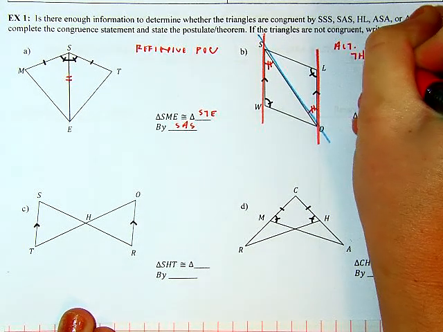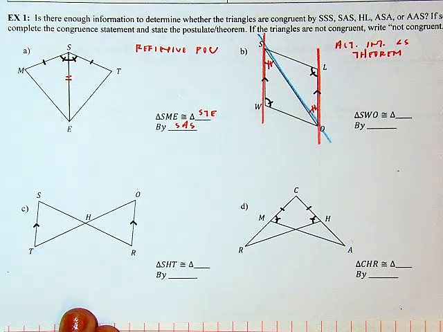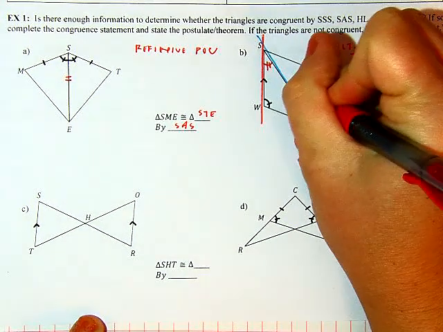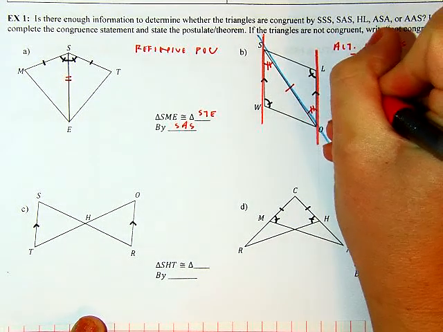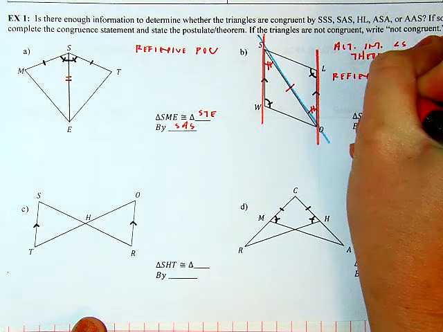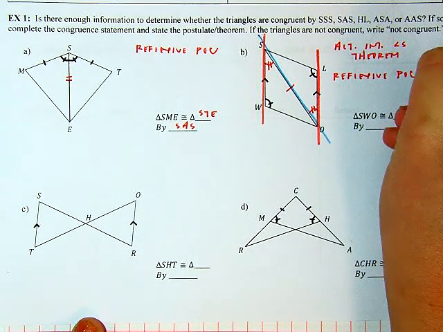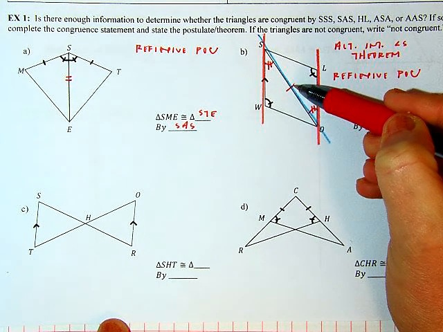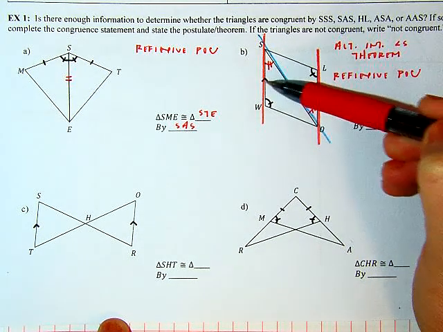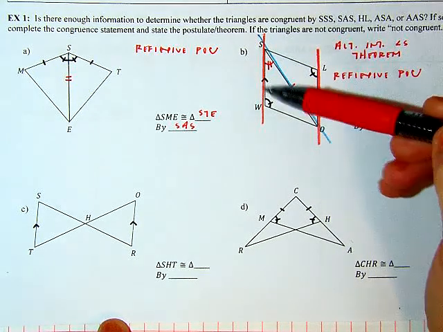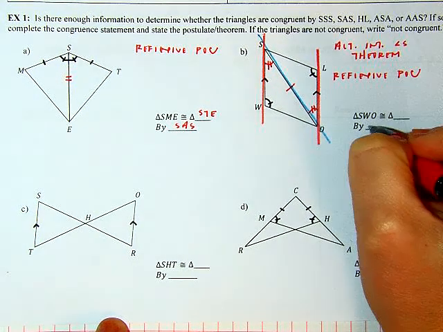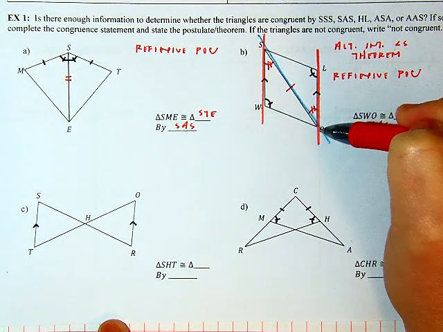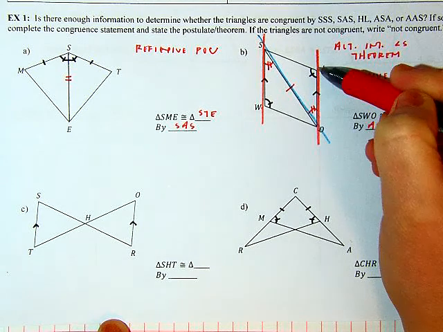Okay, and then I need to link up a pair of sides. I see that shared side right here. I'm going to give it a tick mark. Again, this would be the reflexive property of congruence. All right, so looking at my picture, I have two angles and a side, but it's not the side that's in between. Remember that the arrow means parallel, not congruent. So I have angle, angle, side. And if I name the first one SWO, the second one would be OLS.